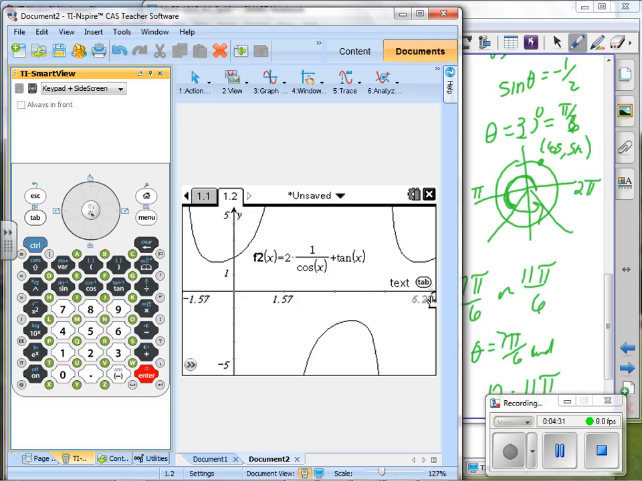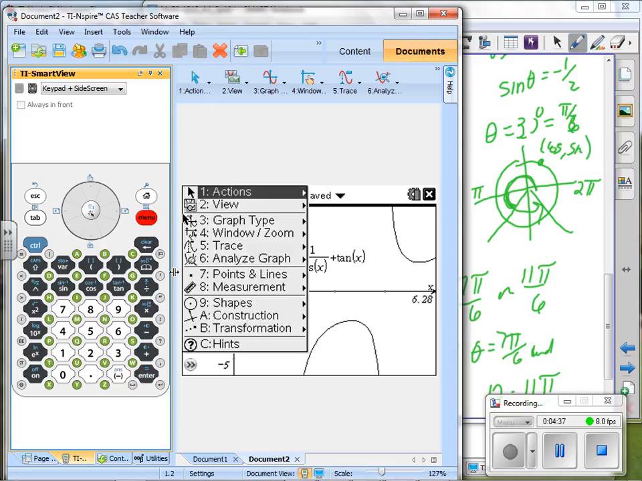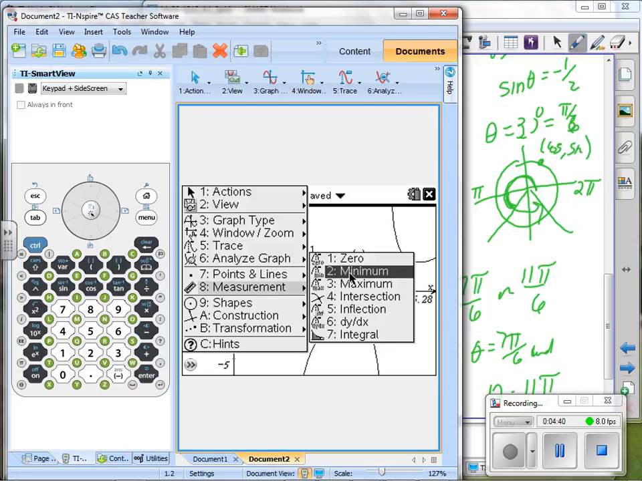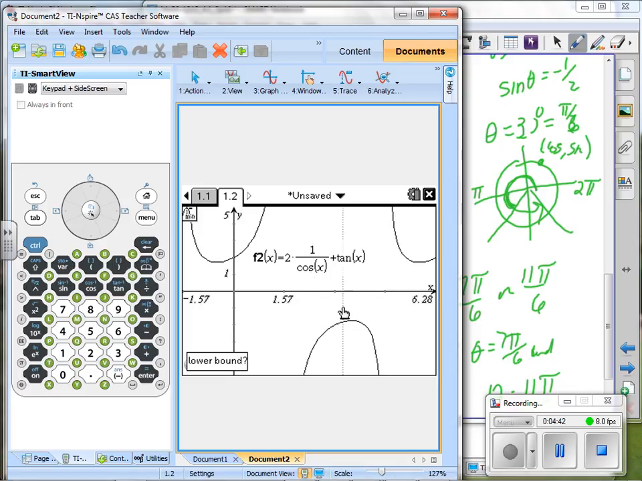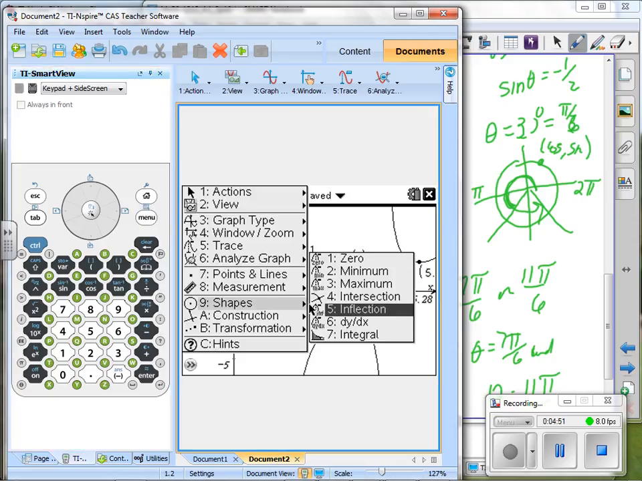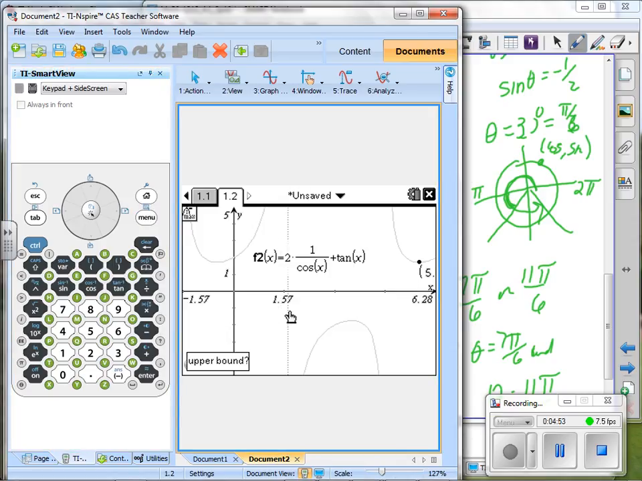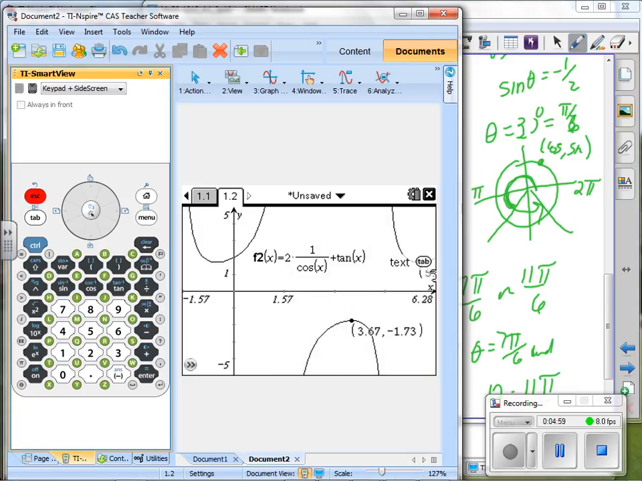I'm looking for extrema. Where are my extrema? And it looks like I've got 1 here, and I actually have 1 here. If you go to menu and go analyze, and you look for a minimum, and we'll go from here to here, I can get a minimum. Go menu, analyze, and look for a maximum, and go from here to here, and I have my maximum.